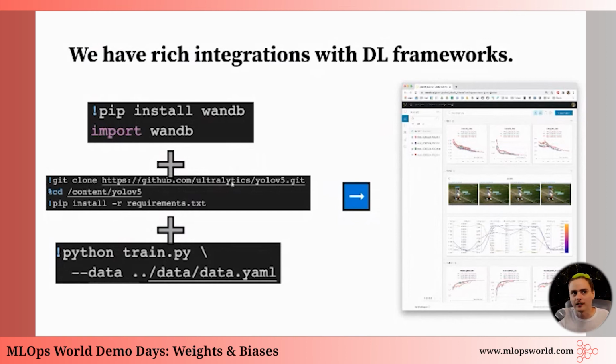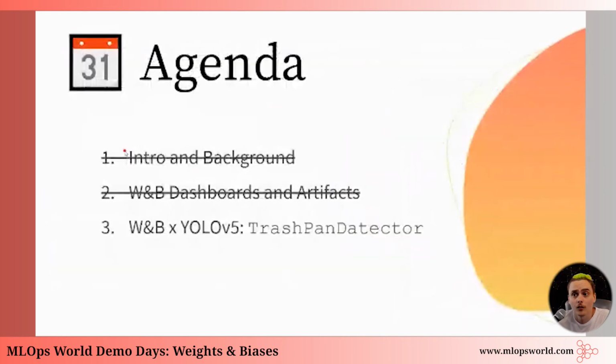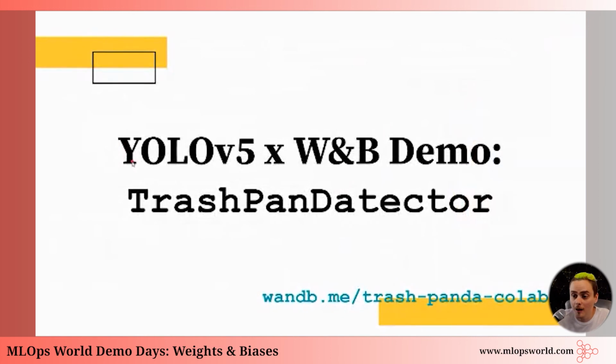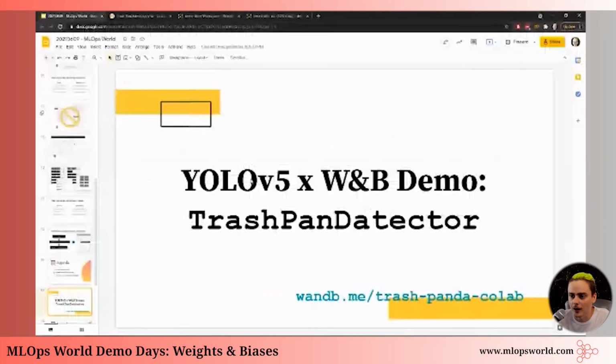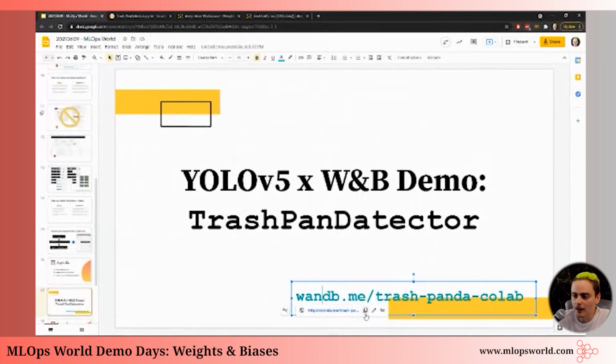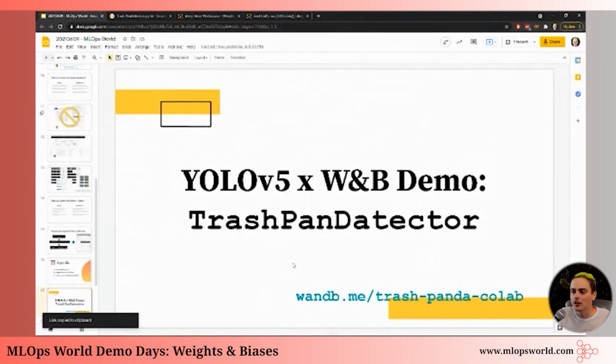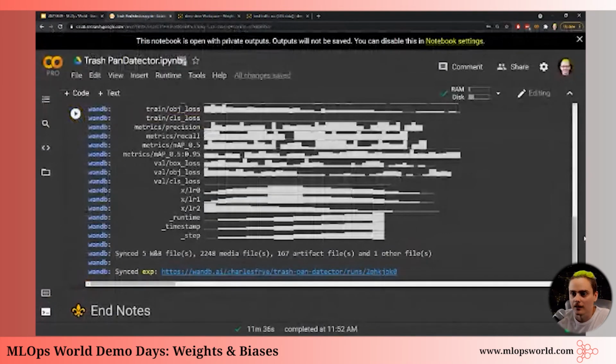Just once, the next time you run a YOLO v5 run, all that information will be logged to Weights and Biases, and you'll get those interactive dashboards. You'll get versioning of models and data. You'll get it all. So we can see an example of that in this interactive demo here. This Colab uses YOLO v5 to train a raccoon detector, and tracks all the information with Weights and Biases. So that's this Colab here.